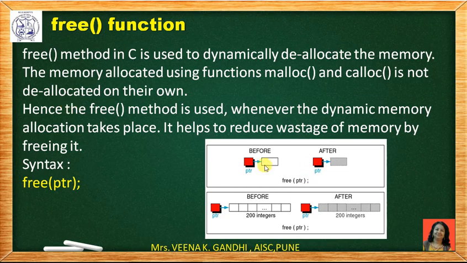You can see in the figure before releasing and after releasing. Gray shade means memory is released here. The pointer is pointing to 200 integers here. It will point to the first byte, first number, and then after releasing, this 200 integers area is released.